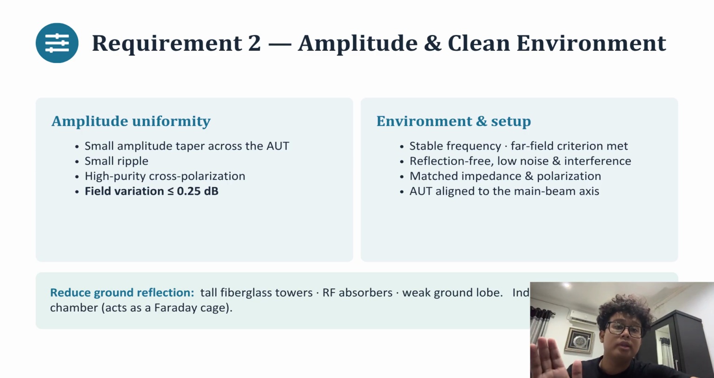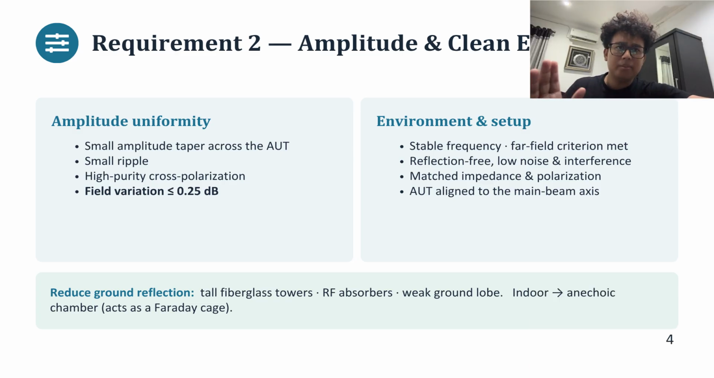The second requirement is about amplitude and the environment. For amplitude, we want it uniform across the antenna. That means a small taper, low ripple, and clean cross polarization. As a guide, keep the field variation within 0.25 decibel. The environment matters just as much. We want a stable frequency. The far field condition means no reflection and low noise. The impedance and polarization should also be matched, and the antenna aligned to its main beam.